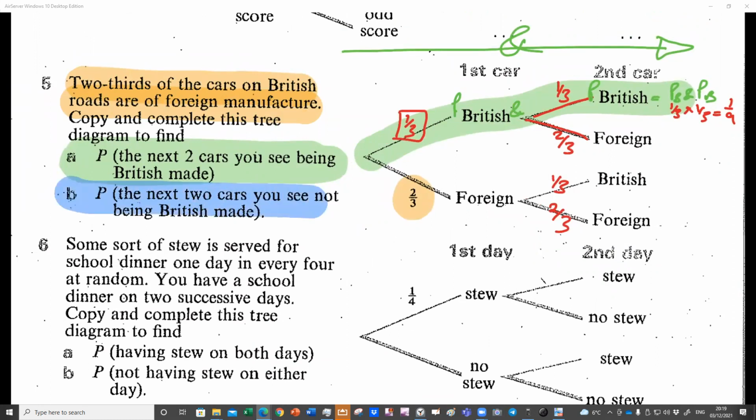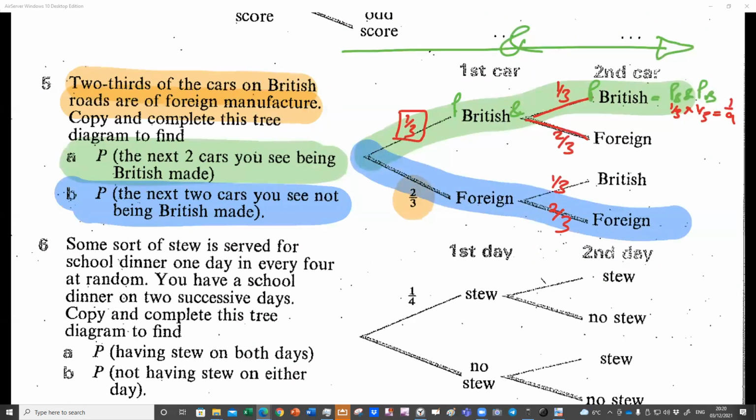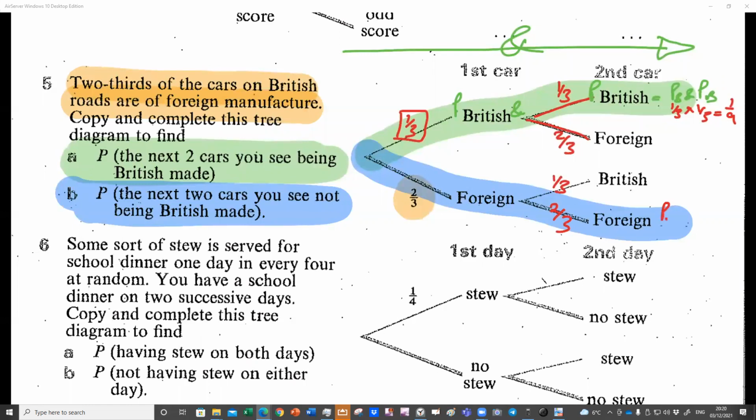Can you read this part of the question now? The probability of the next 2 cars you see not being British made. So what does that mean? The foreign cars. It'll be foreign followed by another foreign. Oh, excellent. So probability of a foreign and the probability of a foreigner.